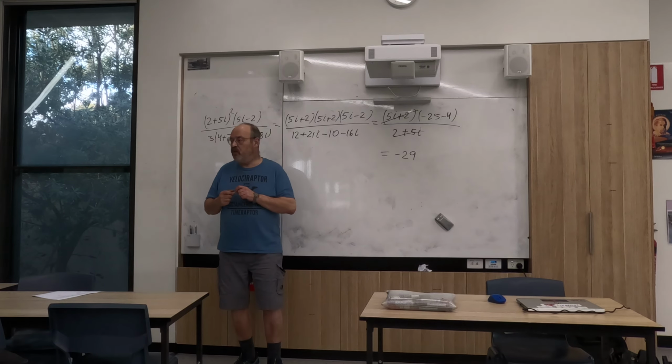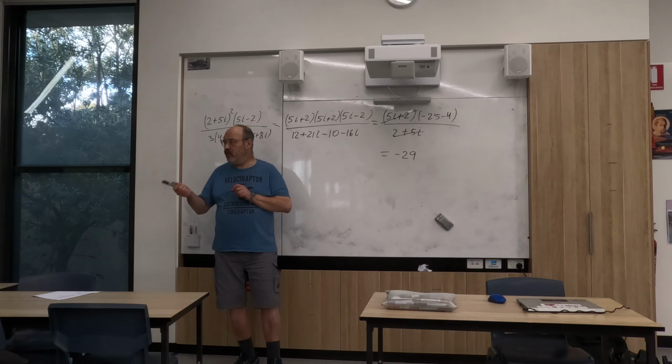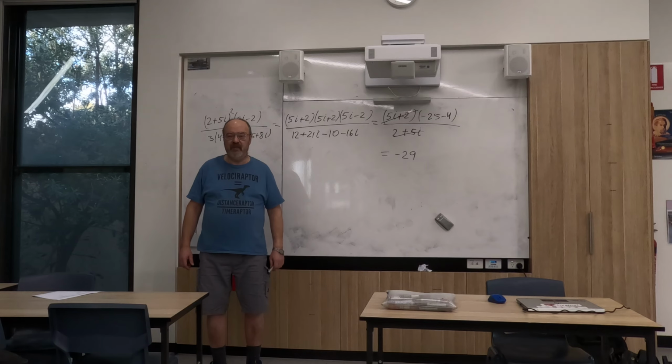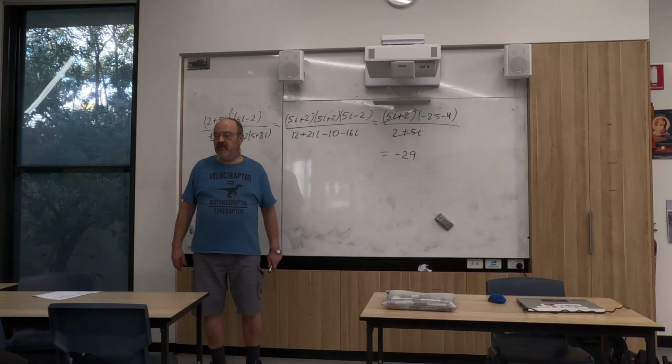So does it make sense how to multiply and divide complex numbers in Cartesian form? Okay, that's all the new material for today.